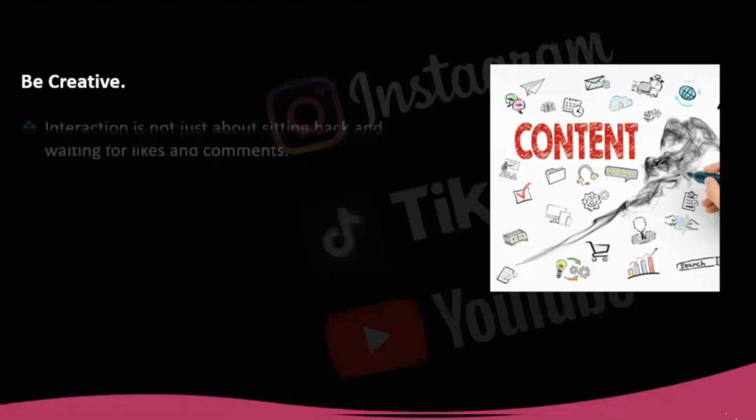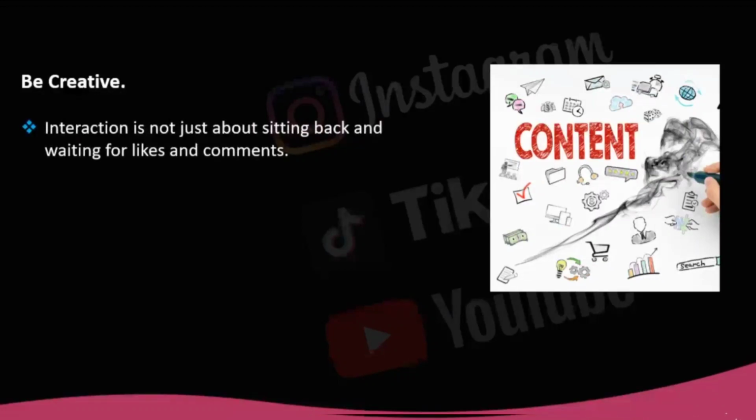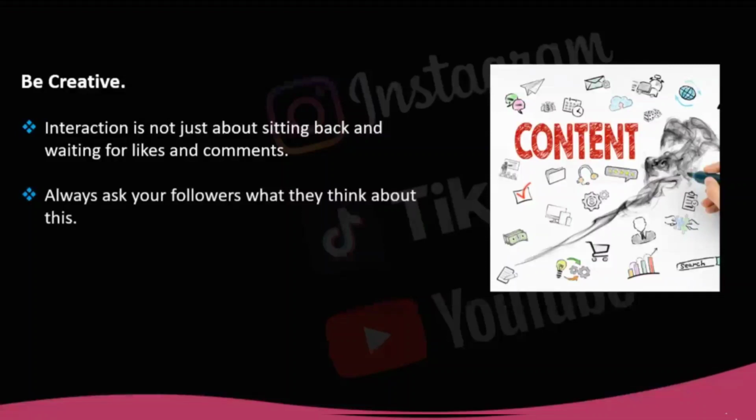Remember that interaction is not just about sitting back and waiting for likes and comments. You must also provoke the interaction by being creative with the creation of your content and, of course, by calling for action. Always ask your followers what they think about this. Would you like to see more similar content?